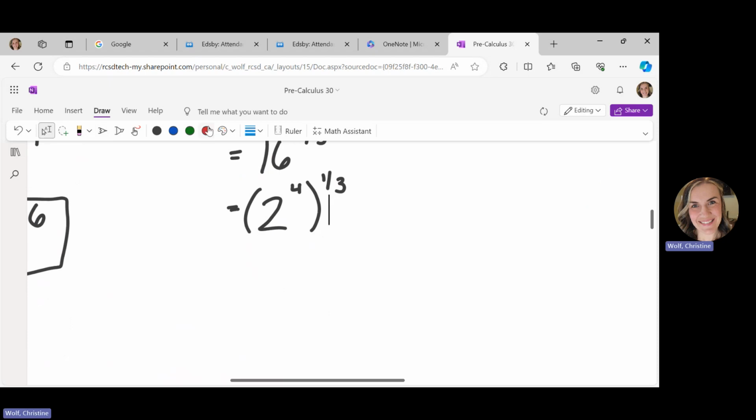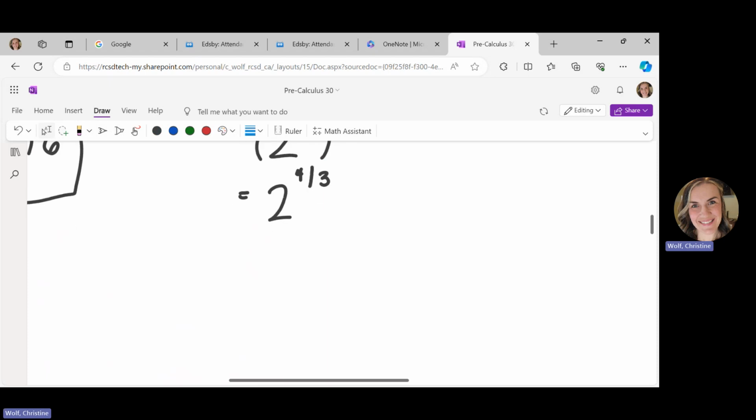Now, we just established that when you have two exponents side by side, you multiply them. So this becomes 2 to the power of 4 over 3. I just did 4 times 1, and the 3 doesn't change. And just a reminder, I don't want you to do this, but if you were to put this back into a radical form, the 2 is your base, that goes underneath. The denominator is your index, that goes there.